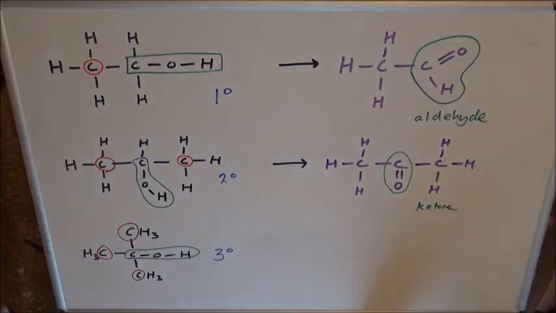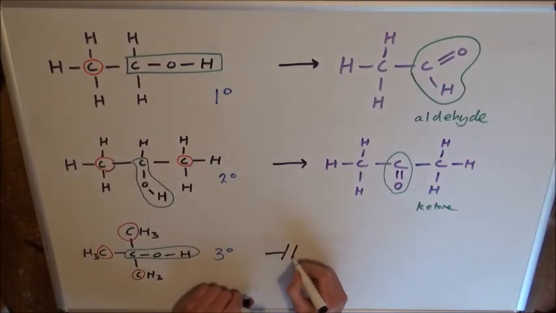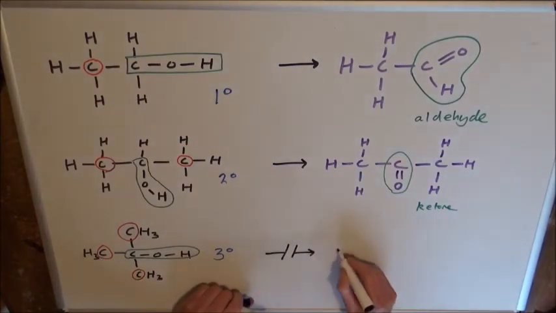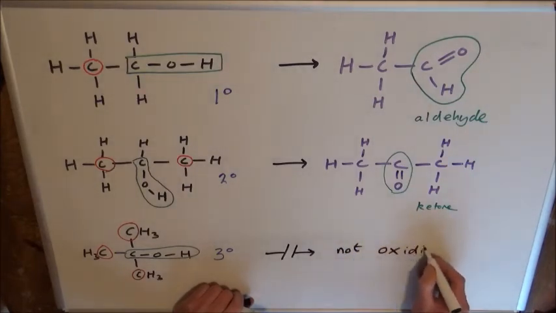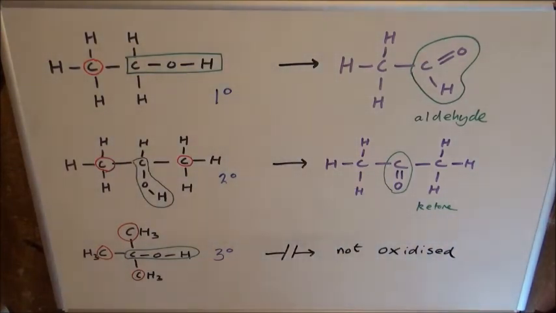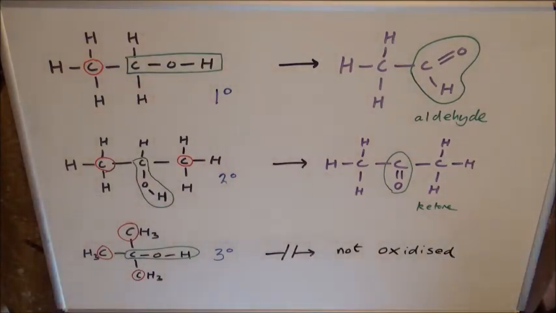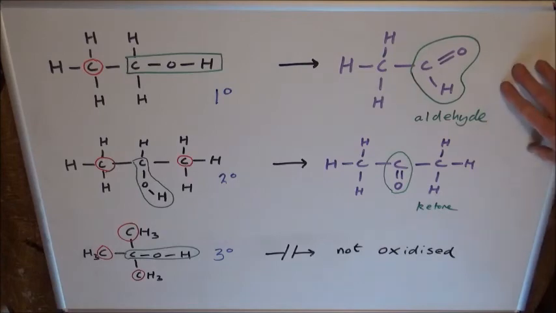And if we look at the tertiary alcohol, well, using the reagents that we have at A-level chemistry, they're not oxidised by acidified potassium dichromate 6. There are other reagents you could use to oxidise them, but at A-level, as far as we're concerned, tertiary alcohols are not oxidised. Secondary alcohols are oxidised to give ketones, and primary alcohols are oxidised to give aldehydes.